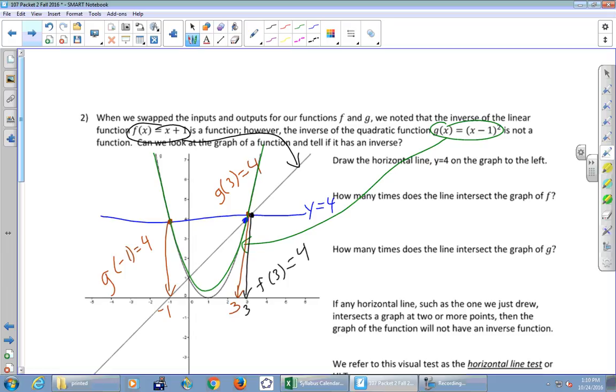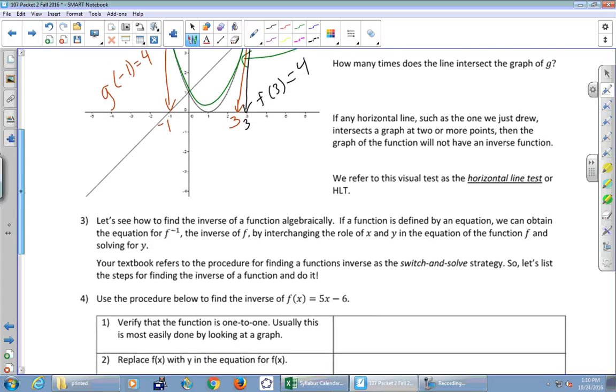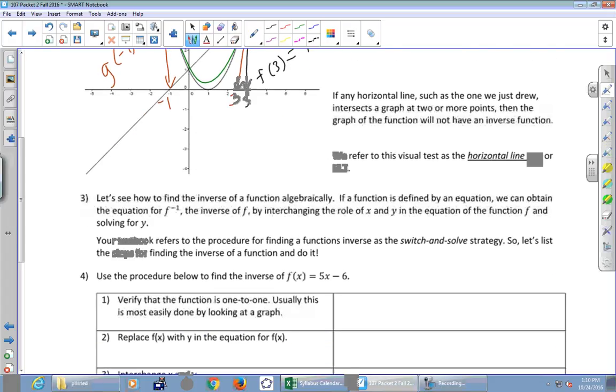And that's something that has a name. Here it is. If any horizontal line, such as the one we just drew, intersects a graph at 2 or more points, then the graph of the function will not have an inverse function. We refer to this visual test as the horizontal line test, or the HLT. There are going to be some of these in the activity, but I'll just draw 2 of them here.